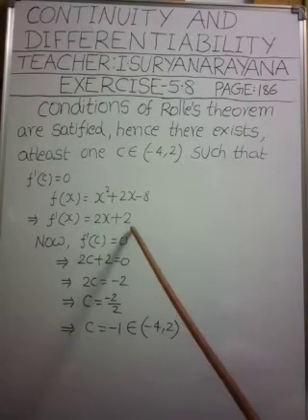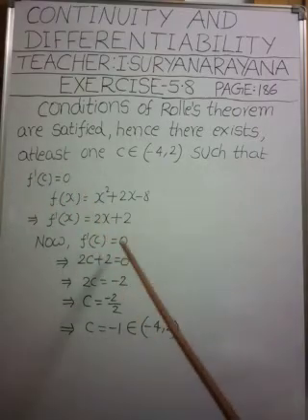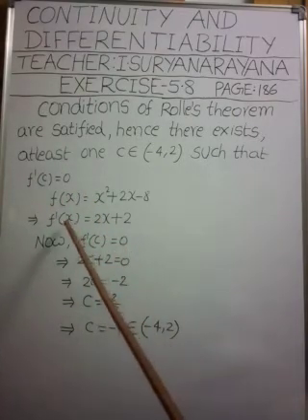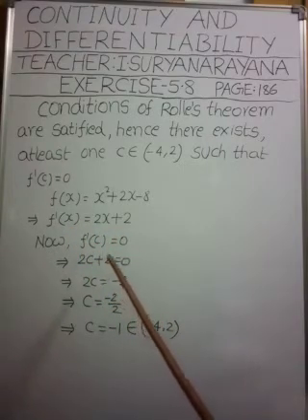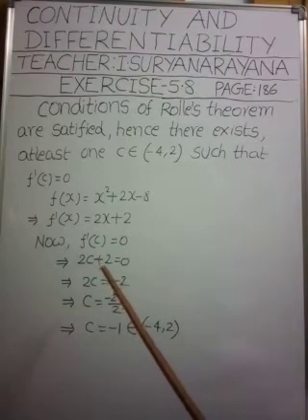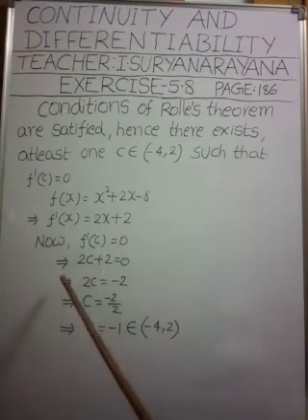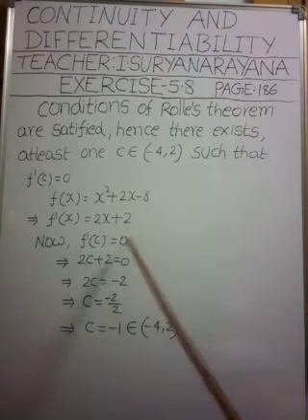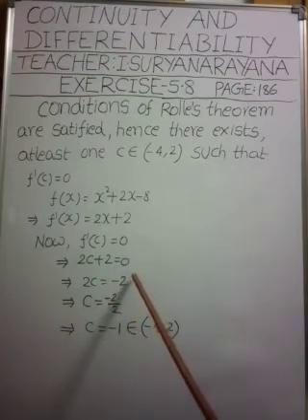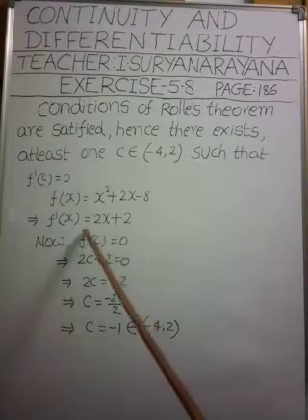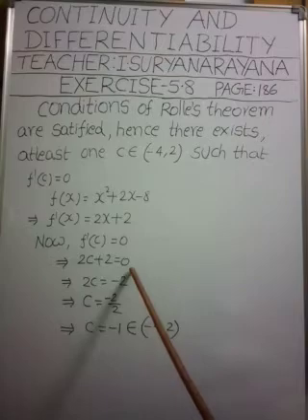Now f'(c) is equal to 0. We are taking this equation, f'(c) is equal to 0. In this equation we are substituting x is equal to c because we are going to find the c value. So f'(c) is equal to 0. Understood this step, my children? This implies 2c plus 2 is equal to 0. We substituted x is equal to c in this equation, then we get this step. Understood this step, my children?